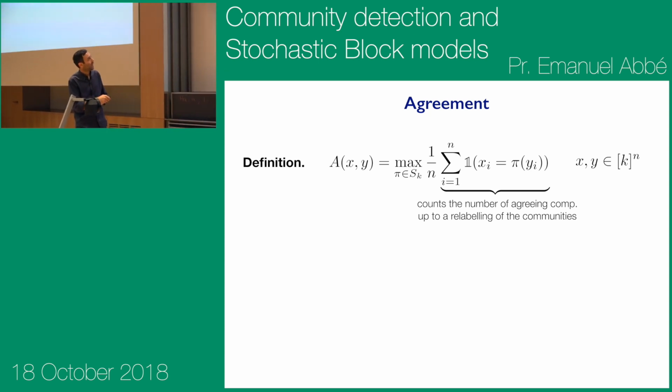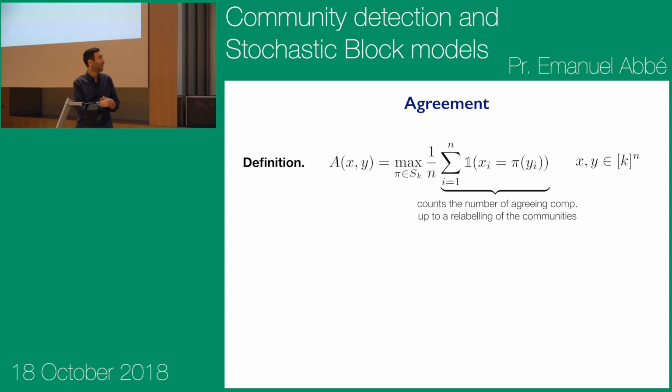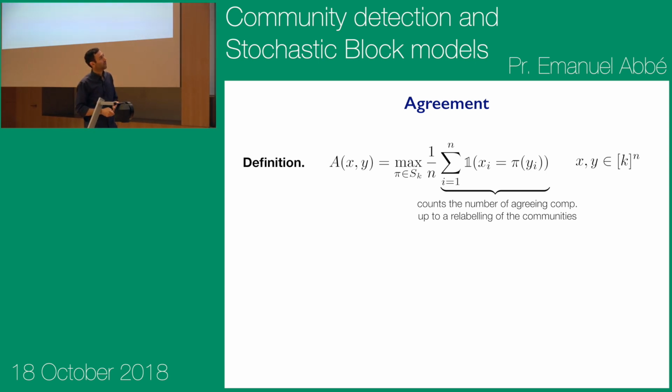So that's why I have this pi here. This pi allows you to take your reconstruction, let's say X is what you look for and Y is what you reconstructed, and you measure the agreement for any relabeling of the colors. You try first your partition when you call this blue, red, yellow, and then you try when you call this yellow, blue, red, etc. This is the symmetry group over K colors. Okay, so that's the agreement notion.